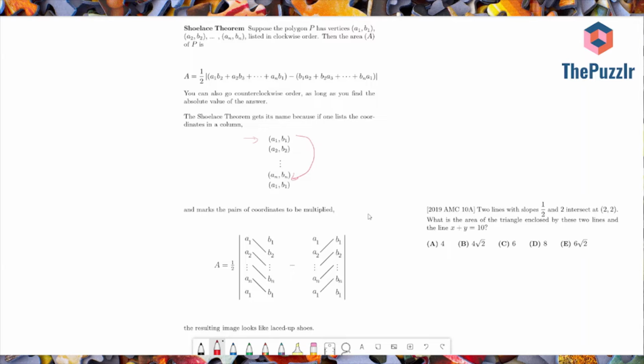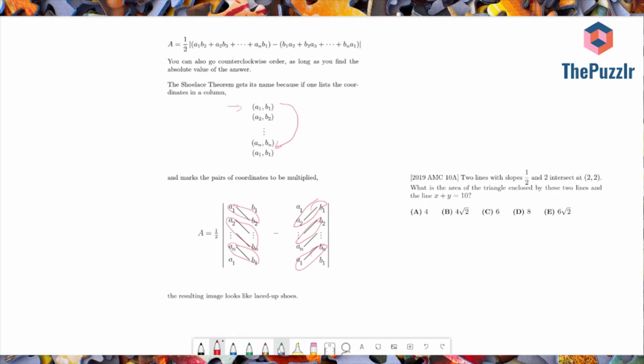Then what this product is basically asking you to do is multiply A1 times B2, A2 times B3, all the way to AN times B1. And then we're subtracting the products going the other way, which is B1 times A2, B2 times A3, all the way to BN times A1. Right? So that resulting image looks like laced up shoes, which is where this word comes from.